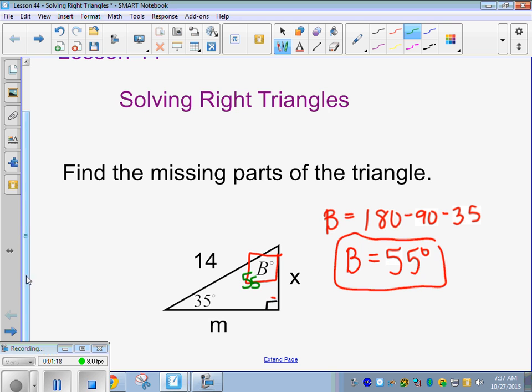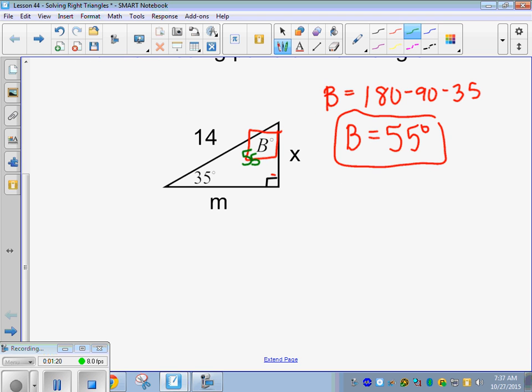Now, you can use either the 35 degrees or the 55 degrees to solve. I like using the base angle. It really doesn't matter, though, all right? Let's say I use 35 degrees. Okay, we're going to use 35 for SOHCAHTOA, so we can find X and we can find M.